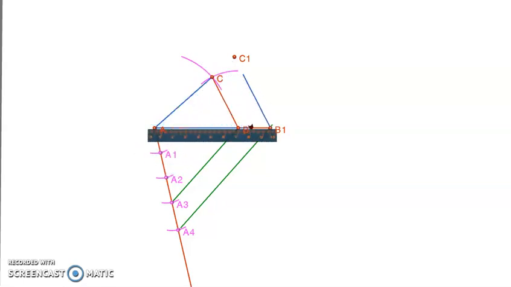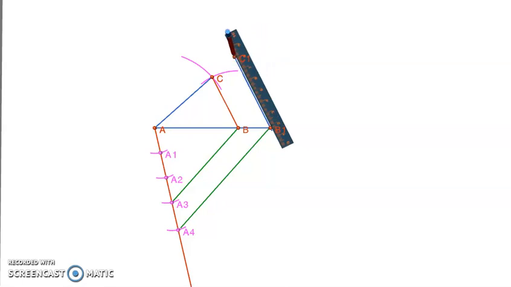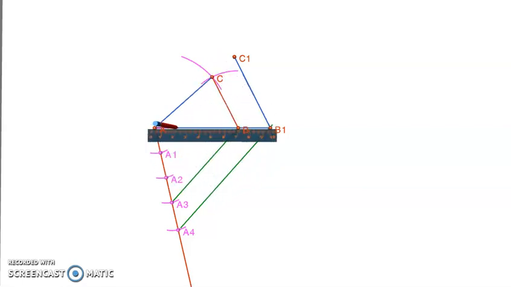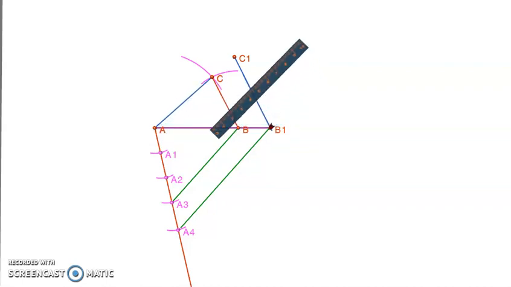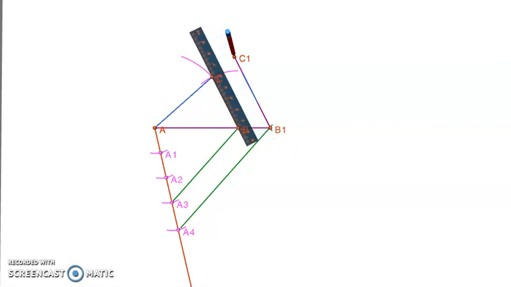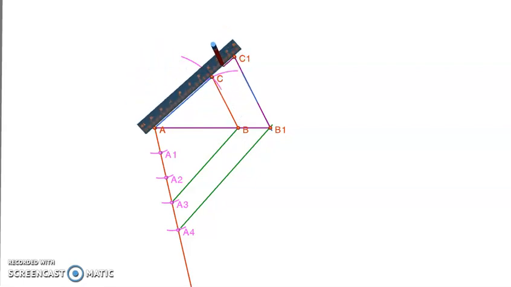Now join AB1, B1C1 and AC1. So AB1C1 is our required triangle, which is similar to the given triangle and is the enlarged version, greater than the given triangle. Thank you, children.